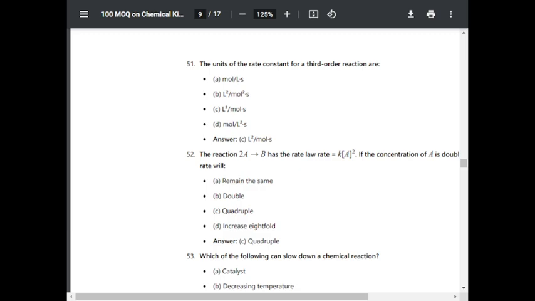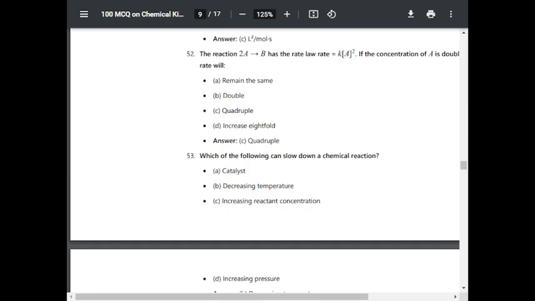Question number 51. The unit of rate constant for a third order reaction is option A mole per liter second, option B liter square per mole square into second, option C liter square per mole into second, option D mole per liter square into second. The correct answer is C, liter square per mole into second. The unit of rate constant for a third order reaction is liter square per mole into second. That is option C is correct.